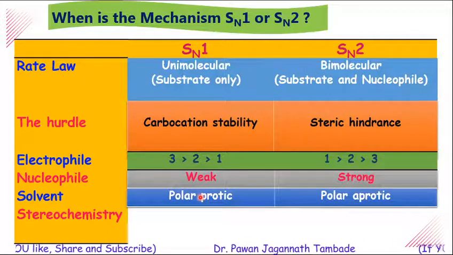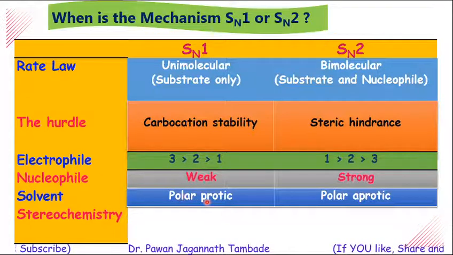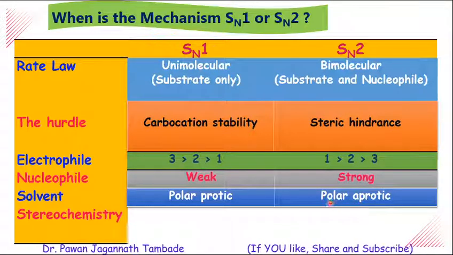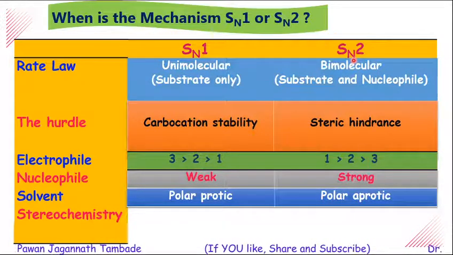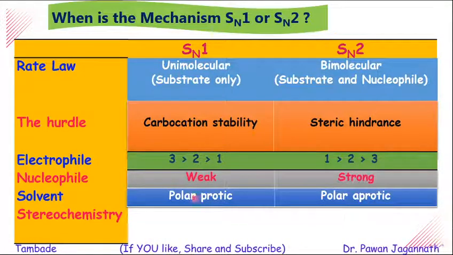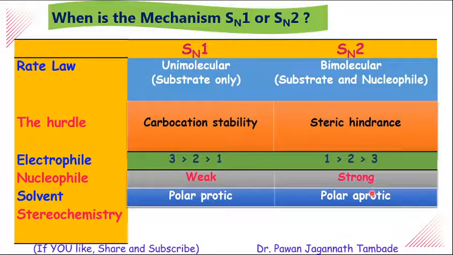The next factor is effect of solvent. We can have different types of solvent. Do remember that if solvent is polar protic, then it favors SN1 reaction, and if solvent is polar aprotic, then it will favor SN2 type of reaction. In this video lecture, we will see some examples of polar protic solvent and polar aprotic solvent.